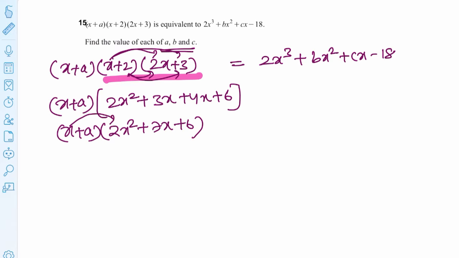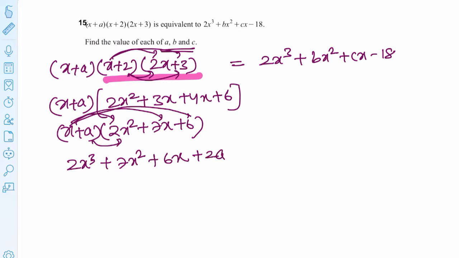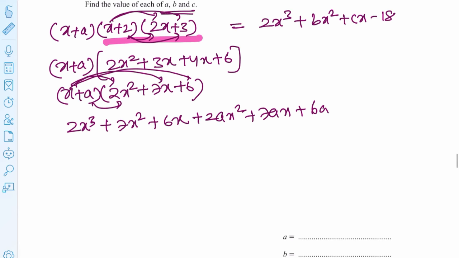Now again, x times 2x squared will be 2x cubed, x times 7x and x times 6, so it will be 7x squared plus 6x, like that. a times this one will be 2ax squared plus 7ax plus 6a. Got it? So let me simplify this. So 2x cubed. Please check it. This is 7x squared. This is 2ax squared, right?